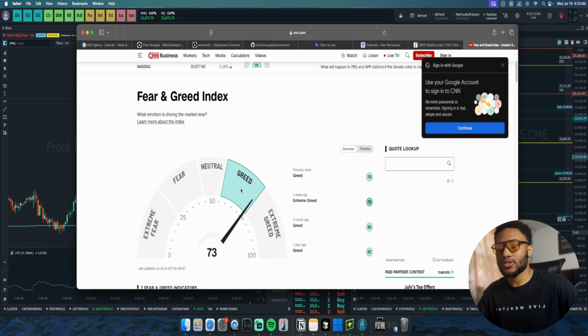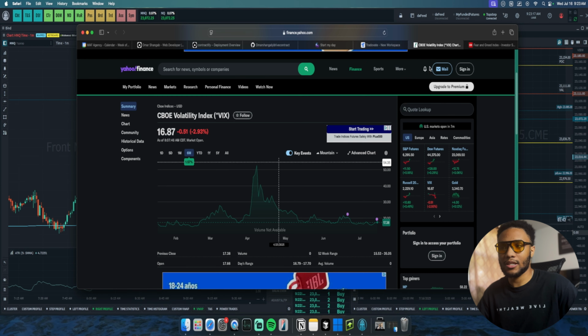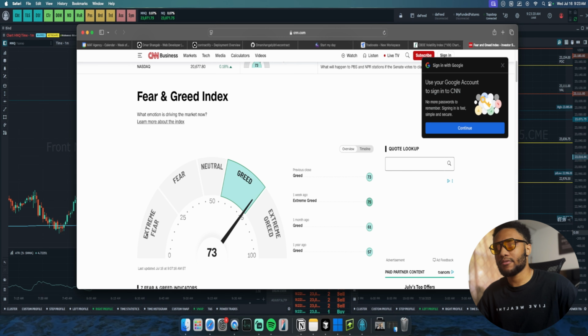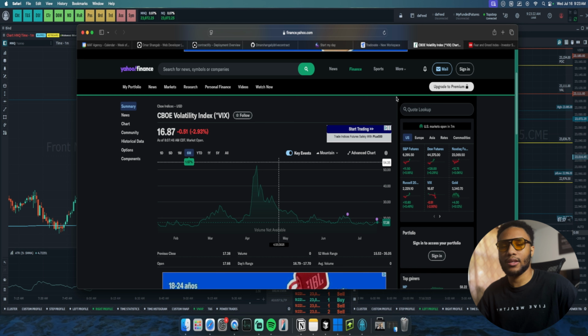Is when we're in extreme greed, we get lower volatility, or the VIX will tend to be a lot lower. But if we are in fear and extreme fear, the volatility, of course, is going to rise. We'll always have a higher VIX. This is something that I've just noticed.